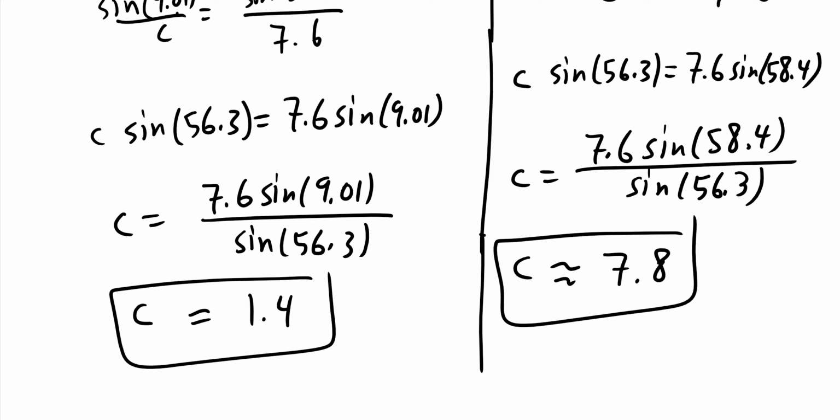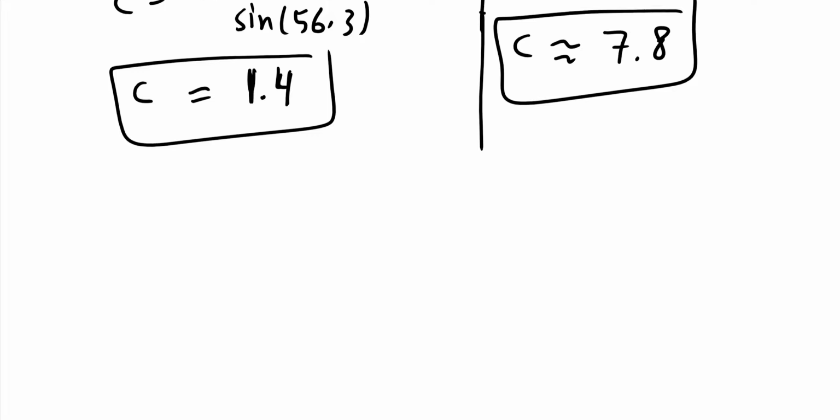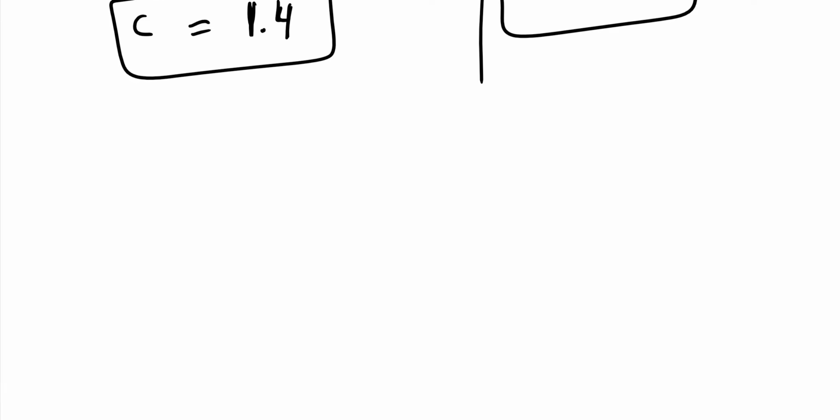So that's the case where we have two triangles. That's an important case. It's called the ambiguous case. In the SSA ambiguous case, there's a lot of work involved, especially when you have two triangles, as you could see.